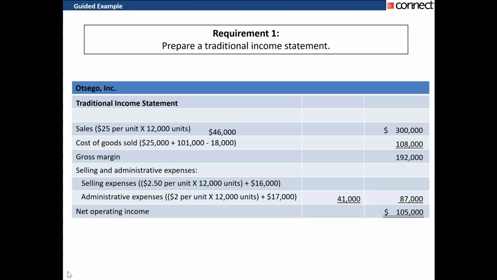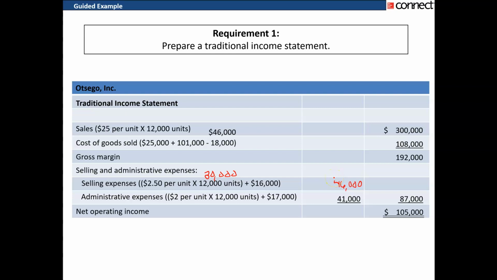Okay, so I just wanted to clarify a couple of things before we move on to the contribution margin income statement. The selling expenses we know are a total of $46,000. And when you take $2.50 per unit by the 12,000 units sold, you get $30,000. Then take that $30,000 plus the $16,000 to give you the $46,000.